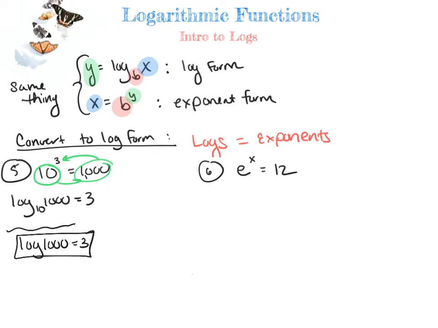So if no base is written in, then it's supposed to be a base 10. Just kind of like the square root of 4 means the second root of 4, and we don't write the 2 in. If no base is written in, it's supposed to be a base 10. So we wouldn't write log base 10 of 1,000. We would simply write log of 1,000. And I erased way too much of that.